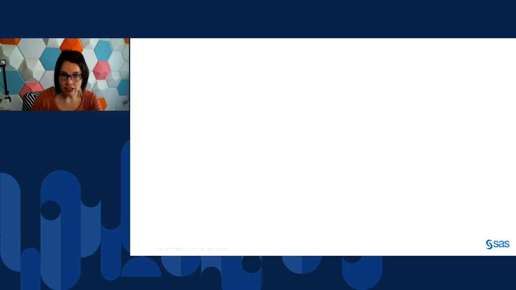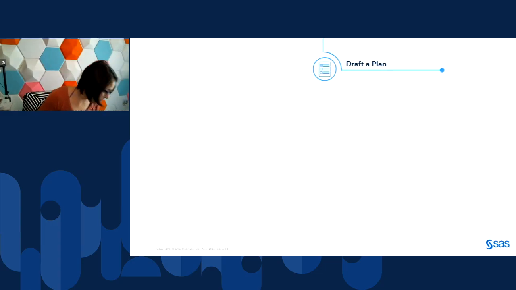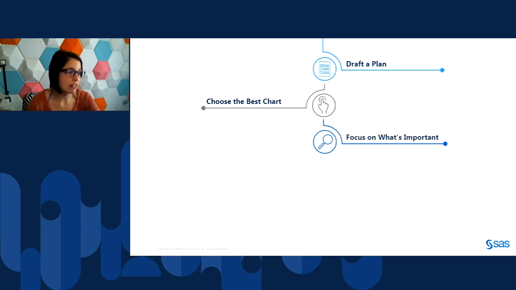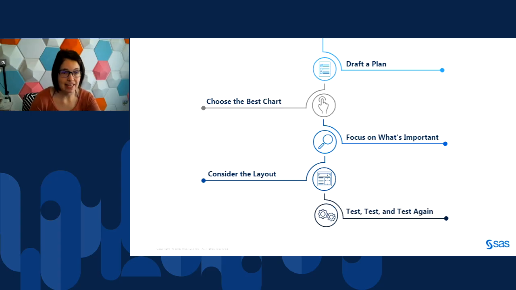So as you recall, if you were there, there are 5 steps to building an impactful report. One is to draft a plan. So you have to have a plan in mind before you start to build your report. Then you're going to choose the best chart to display your data. You're going to focus on what's important. You'll consider the layout, and then you'll test, and test again. So we're going to go through each of these steps for the report that we have available to us.